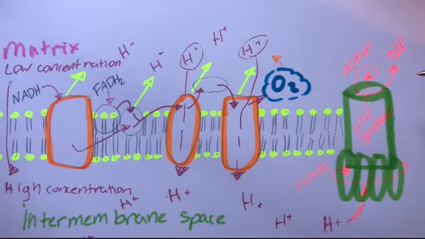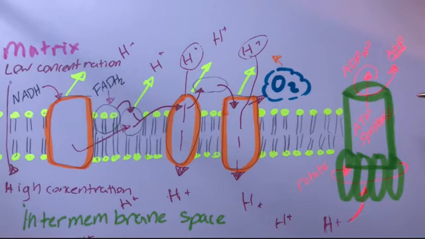So we started off with NADH, FADH2, and O2, and the products were ATP and H2O. We can also conclude that body heat was released as well.